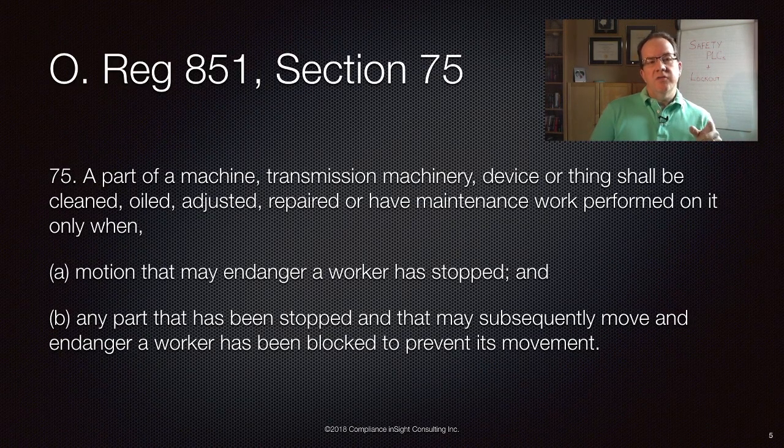All right, so the first bullet reads, A, motion that may endanger a worker has stopped. This makes sense if you're trying to keep people from getting hurt. The machinery should not be moving, so we need to have it stopped. Bullet B reads, any part that's been stopped and that may subsequently move and endanger a worker has been blocked to prevent its movement. Motion must be blocked. This is the key word here. There is no definition in the regulation for what blocked means in this context, so we need to go to the dictionary to see what it says.